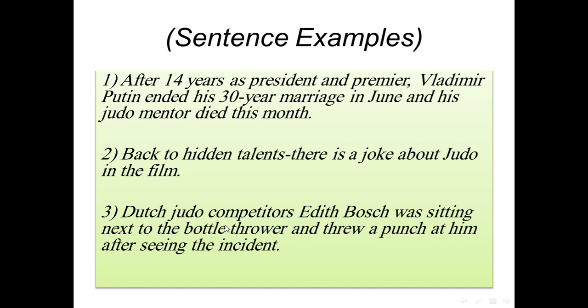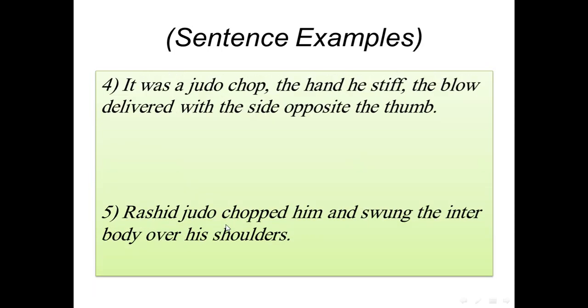So actually, number 4. It was a judo chop. The hand hits teeth. The blow delivered with the side opposite the thumb. Number 5. Rashid judo chopped him and swung the injured boy over his shoulders. So the important thing that we have to know about this vocabulary is to know the meaning and also know the definition of this vocabulary.